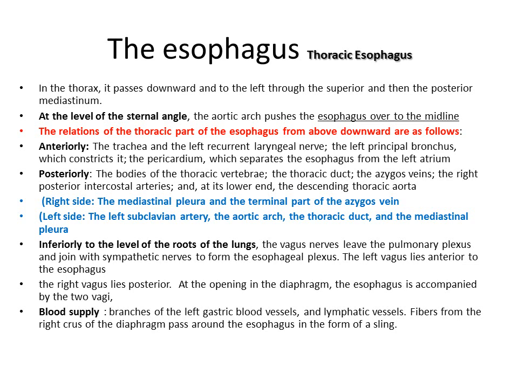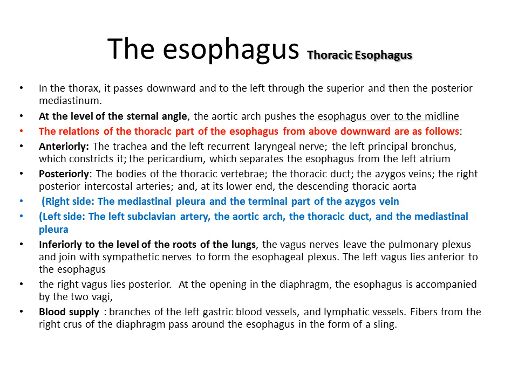On the right side: the mediastinal pleura and the terminal part of the azygos vein. On the left side: the left subclavian artery, aortic arch, thoracic duct, and mediastinal pleura.